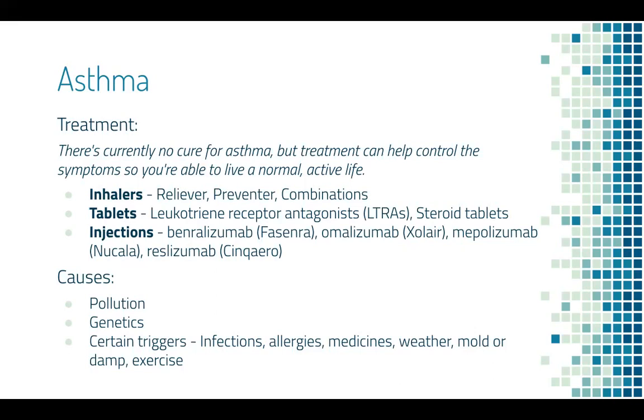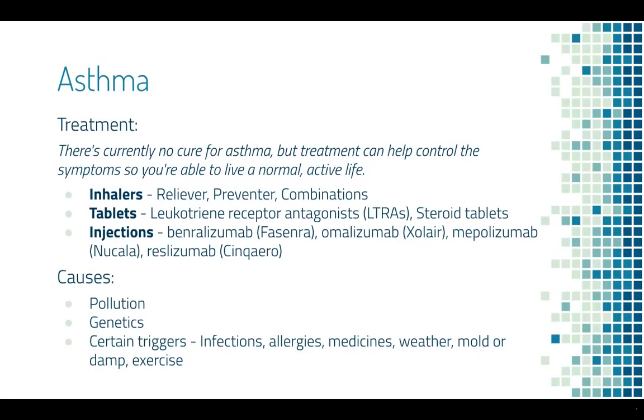You also have tablets such as LTRAs, theophylline, and steroid tablets that help stop the symptoms, or they help control the symptoms when they actually occur. And there are multiple injections that you can get as well, such as Fasenra, Xolair, Nucala, and Cinqair. These are the pharmaceutical names, and they pretty much get them when you know that you have asthma, and they help suppress the symptoms so they don't occur as often.